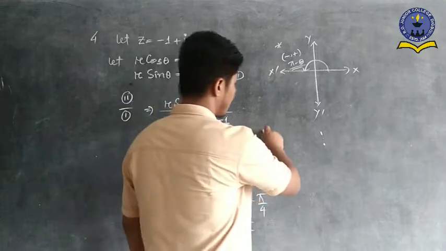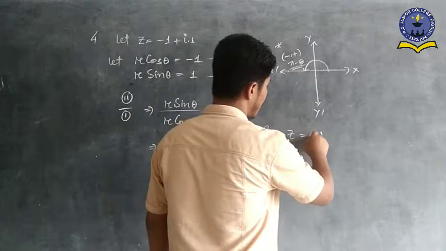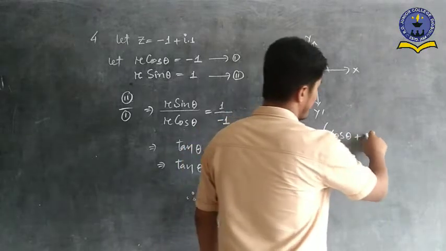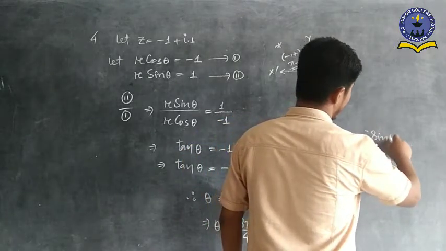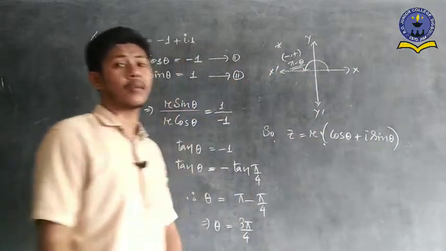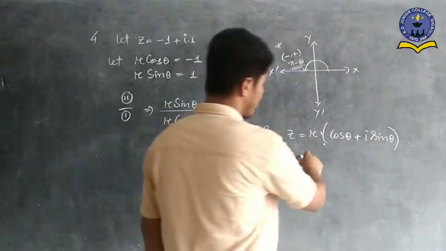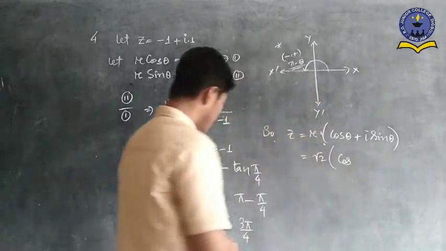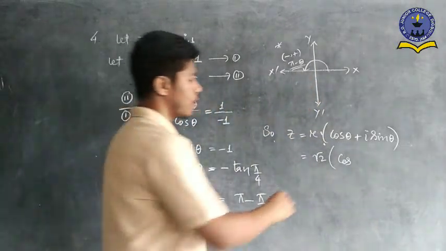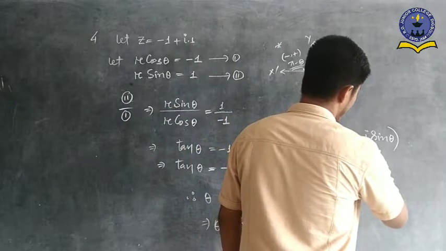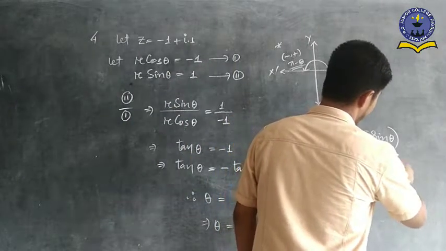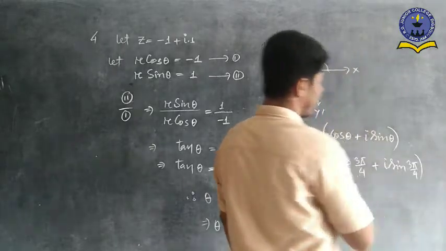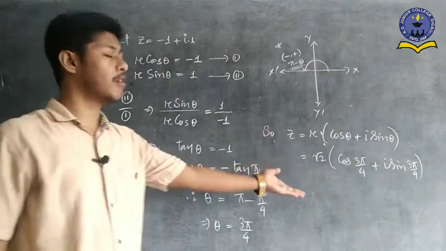So from here, if we write down the polar form, z equals r common, and then we have to write cos theta plus i sin theta. Now if we put the value of r, which is √2, and theta, how much here? 3 pi by 4. So we write √2 cos 3 pi by 4 plus i sin 3 pi by 4. Is it clear? So this one is our required answer.